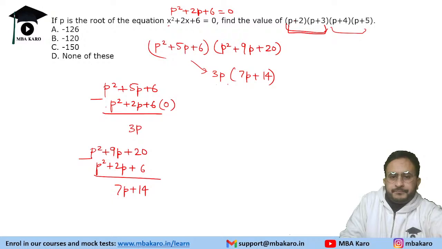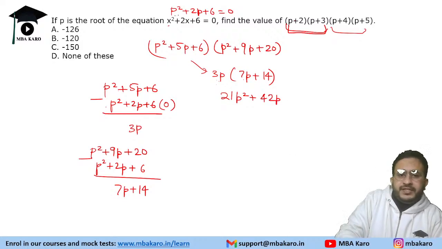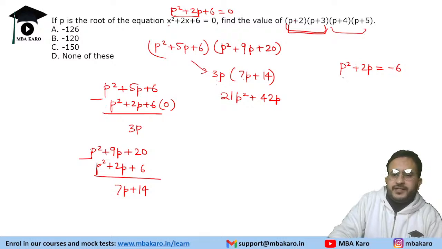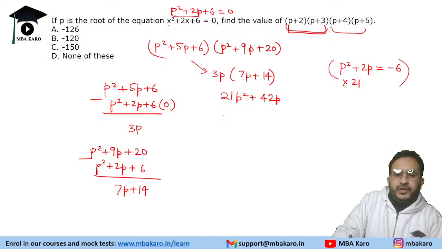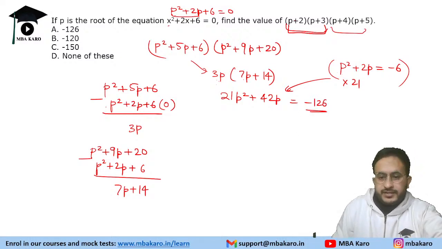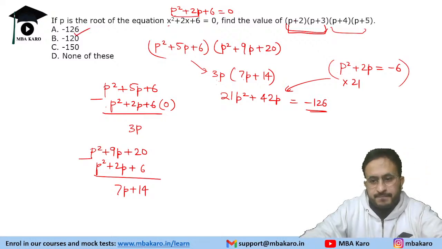Now if you multiply, we get 21p square plus 42p. See this: p square plus 2p plus 6 equal to 0, or p square plus 2p is equal to minus 6. If you multiply this equation by 21, what do you get? 21p square plus 42p should be minus 126. Okay, so the answer is minus 126.